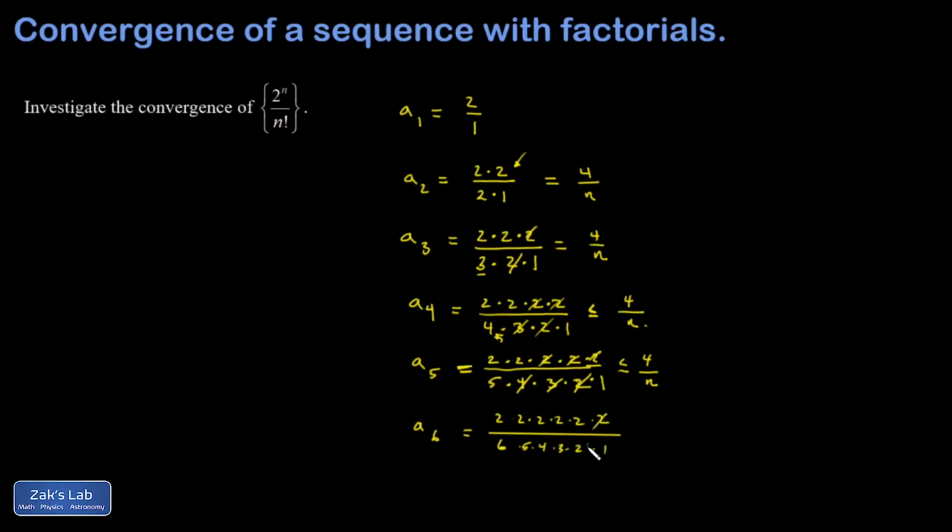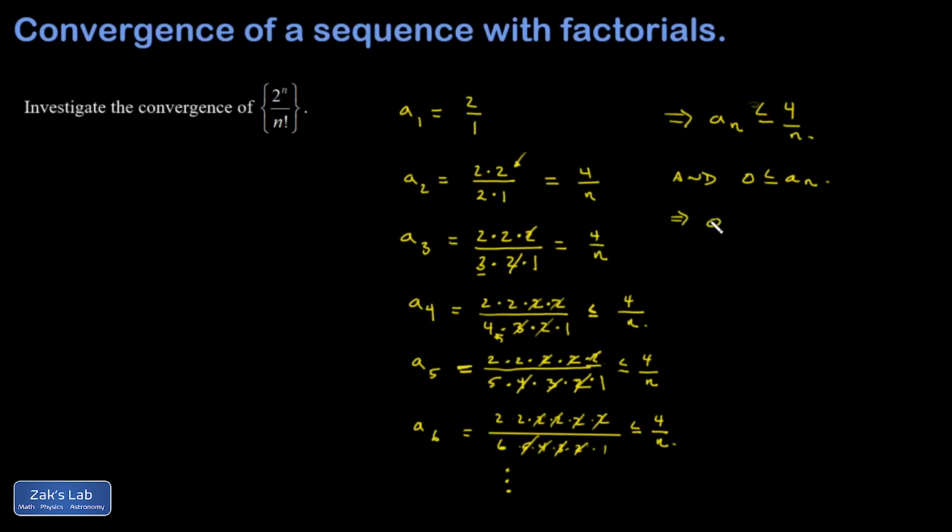And I can cancel these 2's. I can say 2/3 is less than 1. 2/4 is less than 1. 2/5 is less than 1. And I end up getting something that is certainly less than 4 over 6, or 4 over n. And this continues. So we can conclude from this that my a_n's are always less than or equal to 4 over n. But I also know that my a_n's are all positive. 0 is less than a_n, or a_n is bigger than 0.